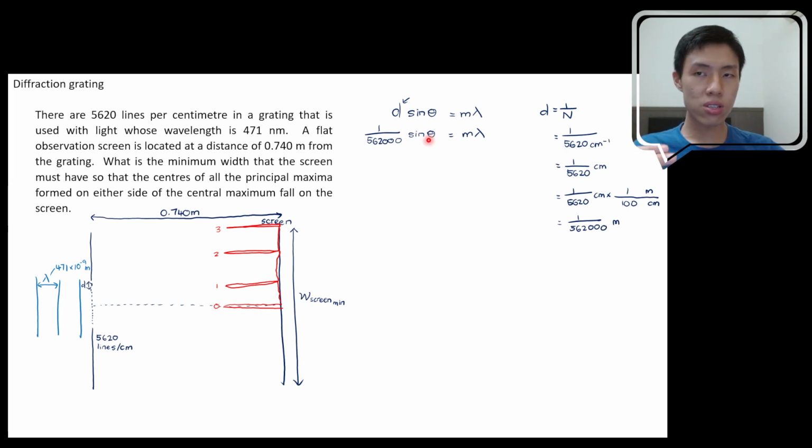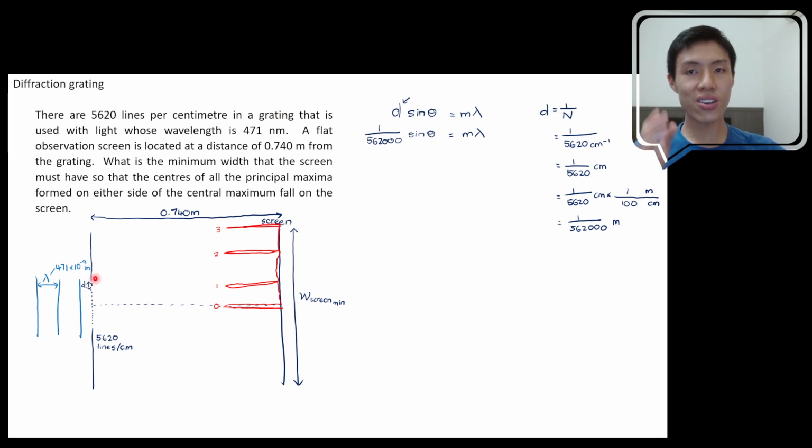But no matter what, you can deduce that the angle, no matter how far it gets, should never exceed 90 degrees. Because if you start from here, you go up to 90 degrees, 90 degrees will be exactly vertically upwards already. So if your light diffracts to the level that is vertically upwards, technically that light will move upwards and you never arrive at the screen anymore. So if you want your maxima to be formed on the screen, the angle can only reach a maximum of 90 degrees.